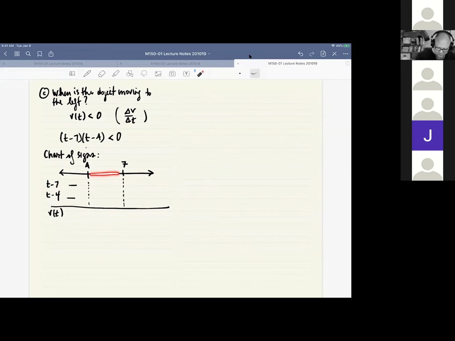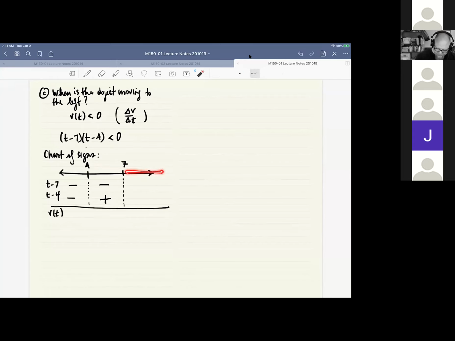Next, I'm going to look at this interval. I'm going to pick a number in here, say the number 5, and plug 5 into both of these. For the first factor, I get 5 minus 7, and that's negative 2. So that tells me that the factor t minus 7 must be negative on the whole interval, because it can only change sign at 4 or 7. The other factor, plug in 5, I get 5 minus 4. That's the number 1. So that factor is positive on that whole interval. So now I have the signs of the two factors on two subintervals.